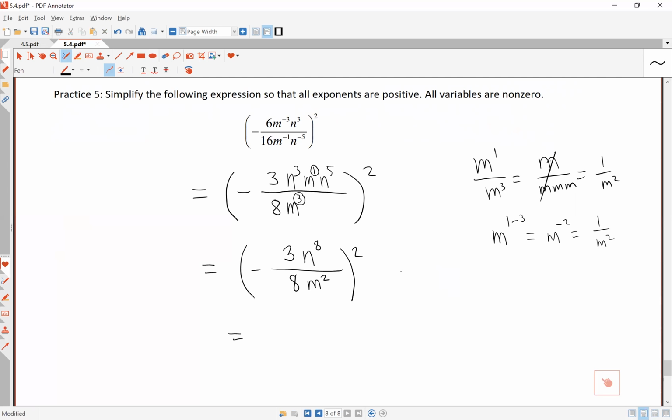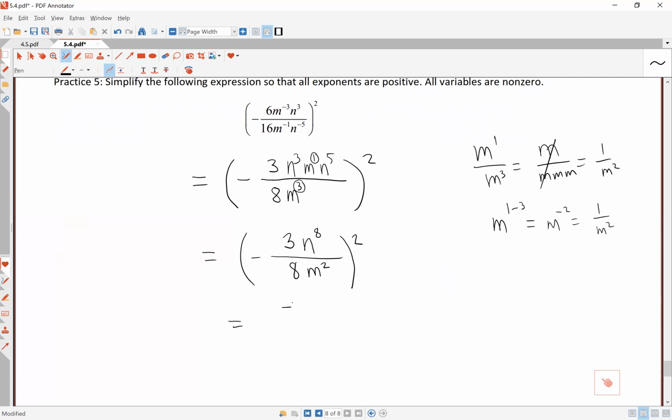Now we go ahead and square everything inside. I'll attach that negative to the 3 because we're squaring it. The n to the 8th squared, 8 squared, m squared squared. Negative 3 squared is 9. N to the 8th squared is n to the 16. 8 squared is 64. M squared squared is m to the 4th.